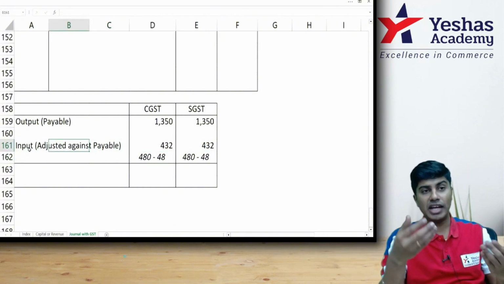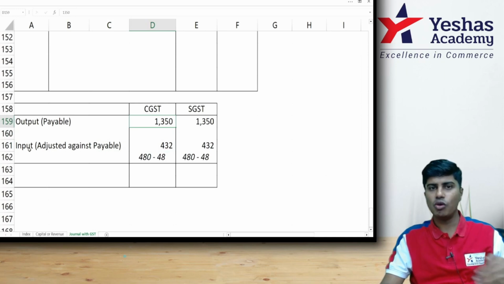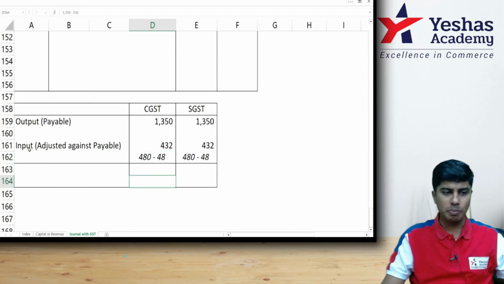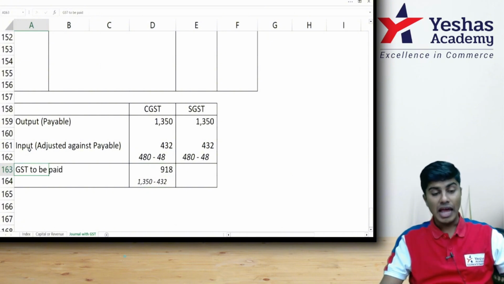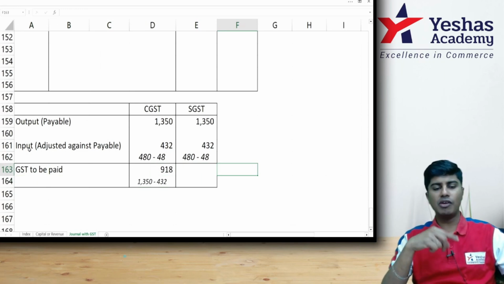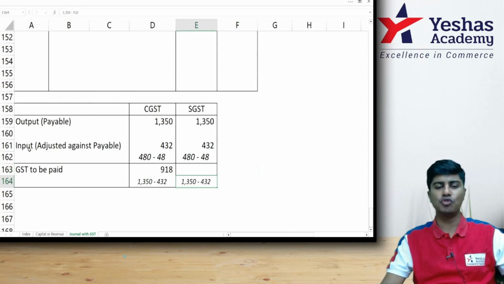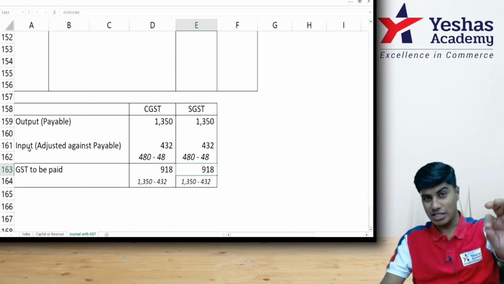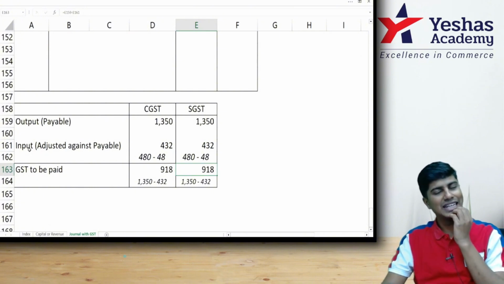1350, 1350 is what I have collected to be paid to government. So out of this 1350 CGST that I am supposed to pay, because I have already paid 432 on purchase, I only have to pay the difference, 1350 minus 432, 918. And again on SGST, I have collected 1350 from my customer, but I have already paid 432 through my supplier. I have to pay only 1350 minus 432, 918 rupees of SGST to government. So if there was a need for us to write the entry, we would have to pay 918 of SGST and 918 of CGST.